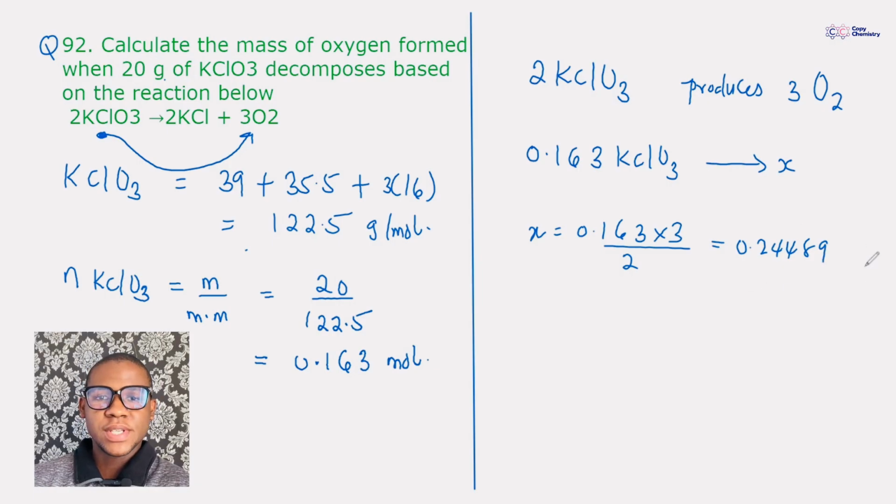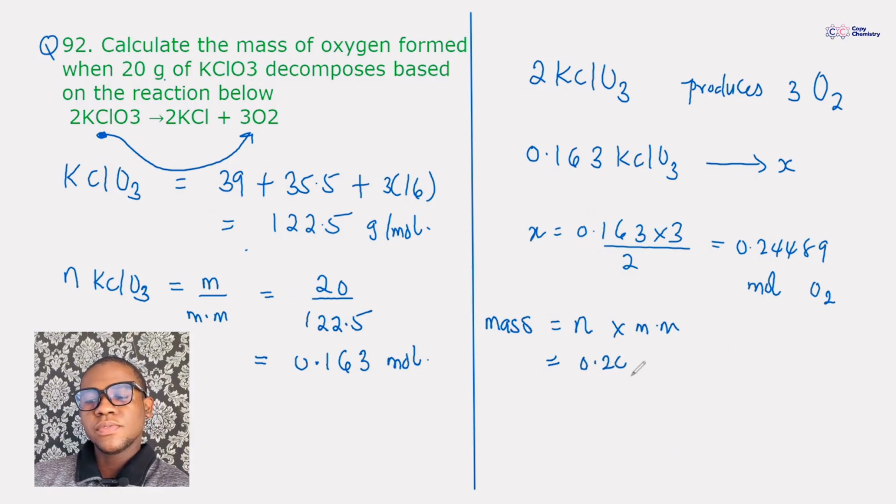So what does this represent? This represents the moles of oxygen that's formed. So now all we have to do is to convert that moles to mass. And we already know that mass of oxygen would be equal to number of moles of oxygen multiplied by the molar mass of oxygen, right? So you can see where this is going, 0.24489. I'm going to be multiplying it by 32.